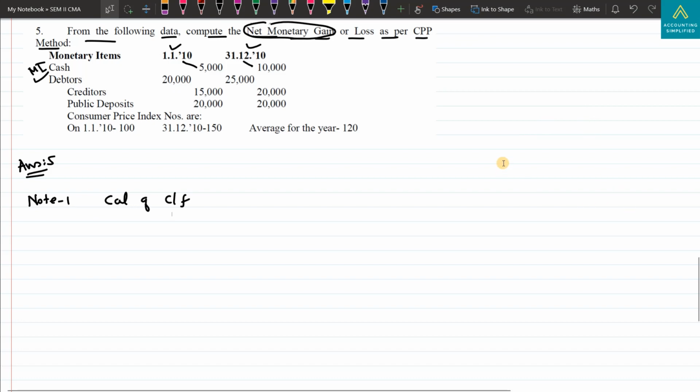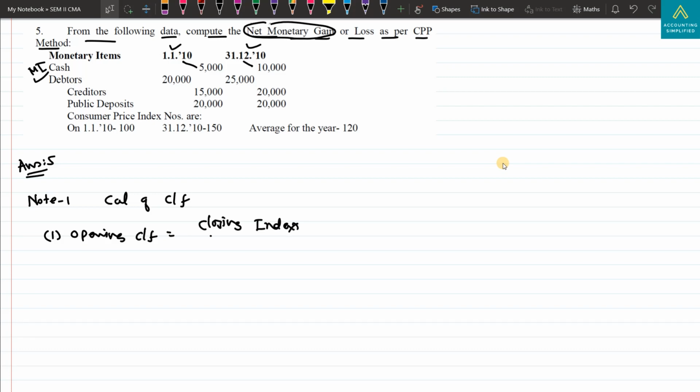That you have already learned, so I am doing it faster, right? First, opening conversion factor. What is the formula? Closing index divided by opening index, right? Closing index is given 150, so 150 divided by opening, which is 100, so it is 1.5.